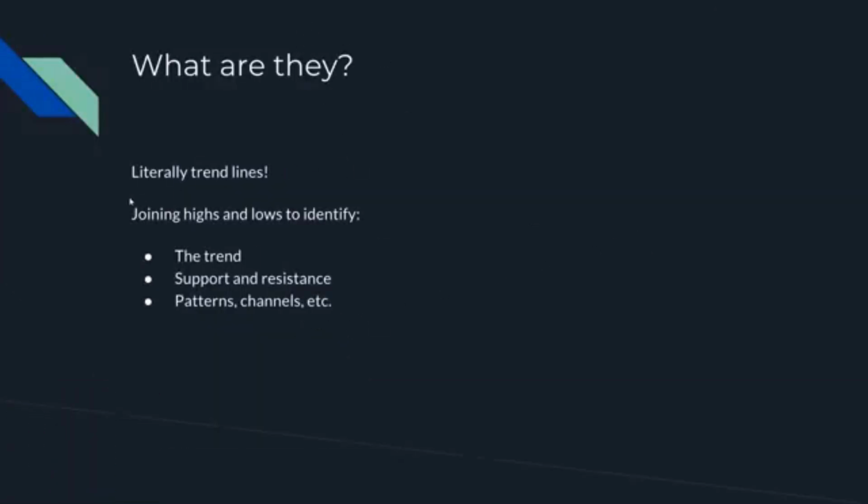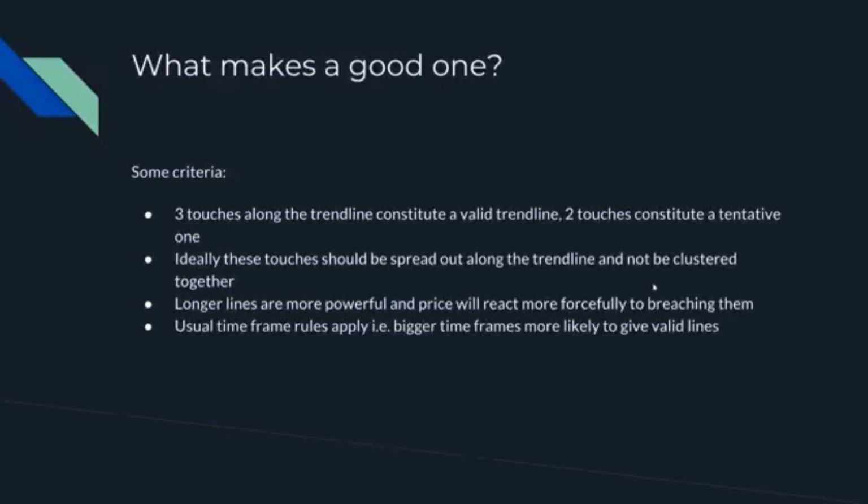So what are trend lines? They're literally trend lines, and you're joining highs and lows, well, highs to highs and lows to lows to identify stuff like the trends and essentially give you other information like support, resistance, and patterns, channels, and so on. So what makes a good trend line?